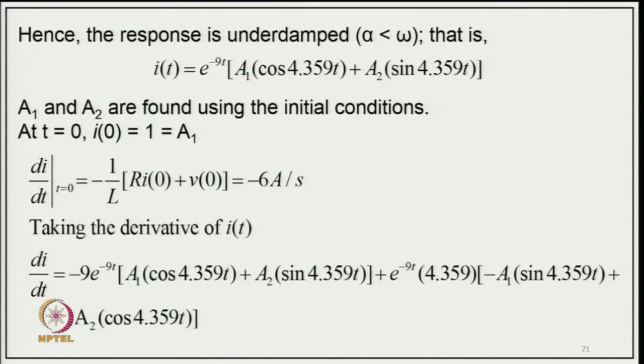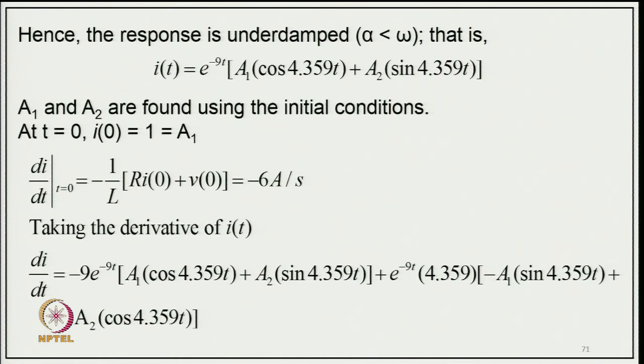Hence the response is that of an underdamped circuit, alpha less than omega, that is i(t) equal to e to the power minus 9t, in brackets, A1 cos 4.359t plus A2 sin 4.359t, and A1 and A2 are found using the initial conditions.